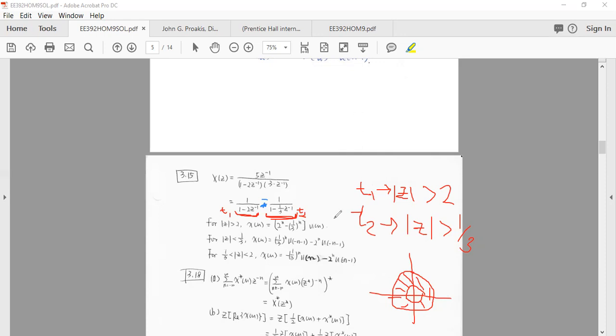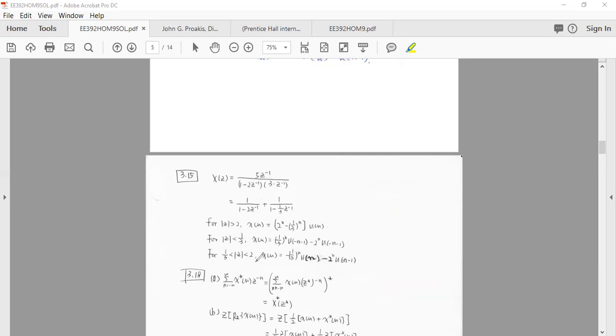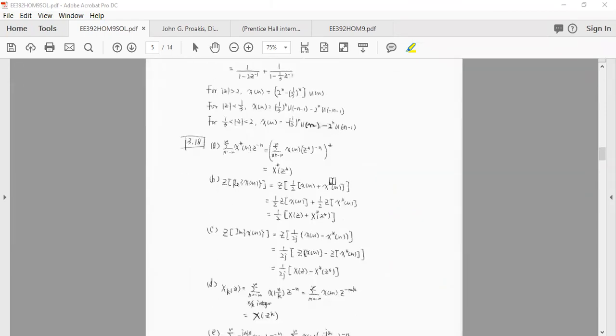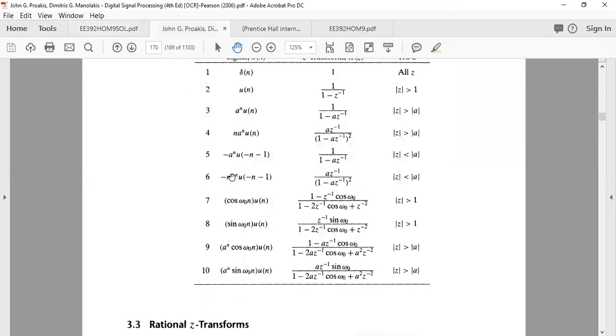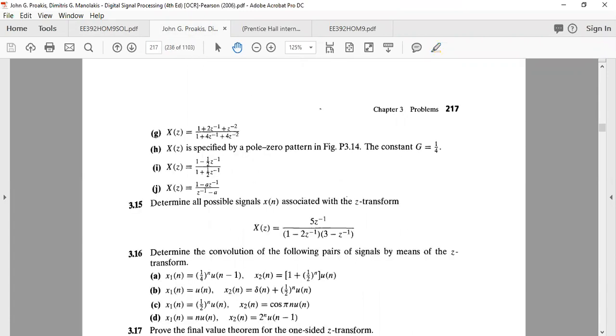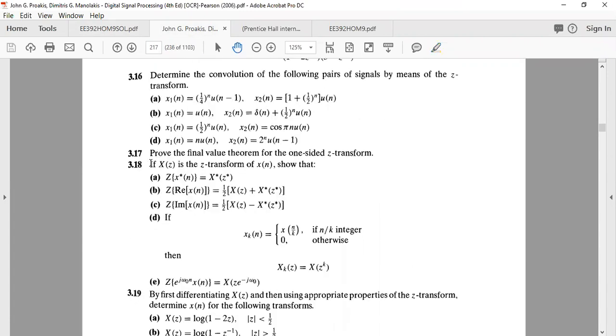So that is how we get these three signals over here, right? Now, moving on to the next question, 3.18. Let me go back to the question that is on the page. Okay, 3.18, we have to solve for all this. This is basically proving all these particular properties that we are given on hand, right?